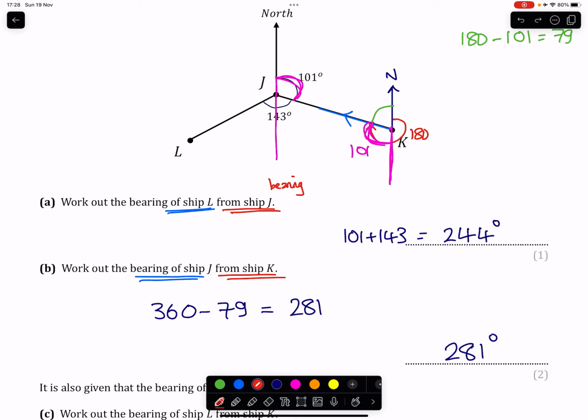So you've got lots of options to be able to answer part B. The simplest one would definitely be the one that I showed you first. So I'll just erase all of them. In fact, what I'll do is keep the north line here, because that's actually not a bad thing to keep.